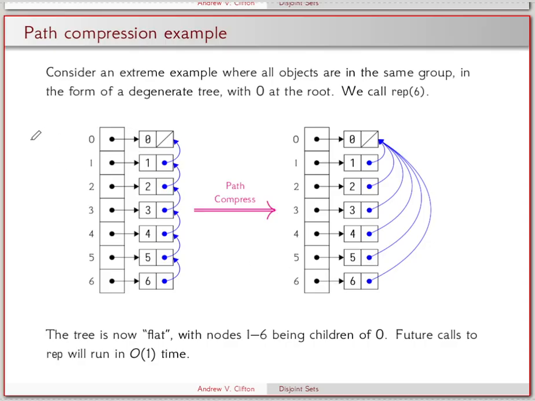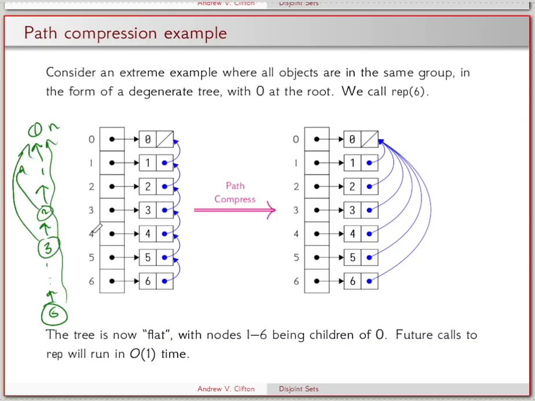Here I have a really long path. 0 is at the root, and underneath it is 1, and underneath 1 is 2, and underneath 2 is 3, and so forth, all the way down to 6 at the bottom. And we ask, who is the rep for 6? So we traverse this whole path, we get all the way up, and we're like, oh, that's the root. But then we restart down here at the bottom, and for all of these things, we're going to update their parents to point straight up to 0.